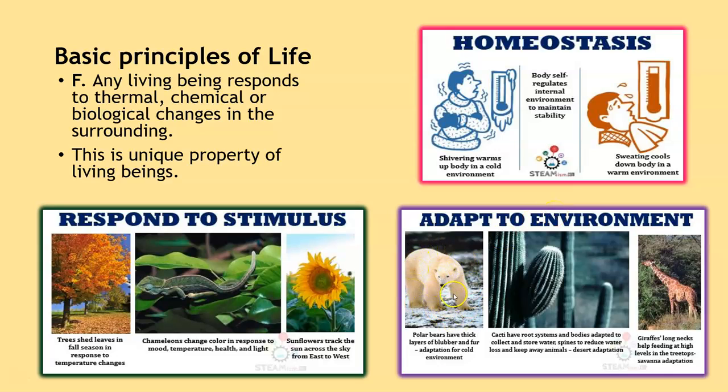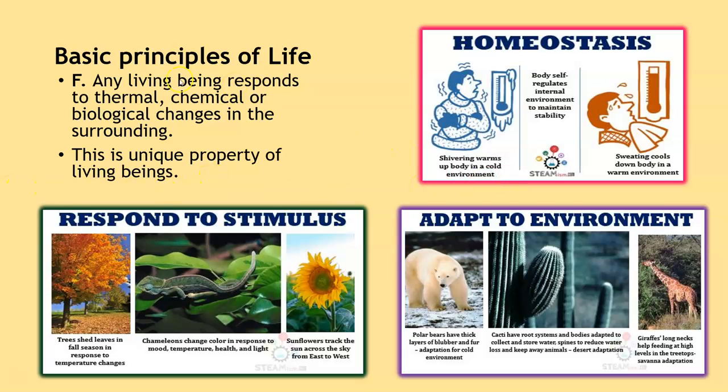Have a look at this image here. You have a polar bear which has a thick layer of blubber and fur to adapt to the cold environment. Then you have the cactus, which has a root system and body adapted to collect and store water, and spines to reduce water loss and keep away animals. So this is an adaptation to the desert environment. Then we have giraffes, which have a long neck that helps to feed at the high levels in the tree, a tropical savanna adaptation. So this is how living organisms adapt and try to survive in the environment that they are in. This is a unique property of living organisms.